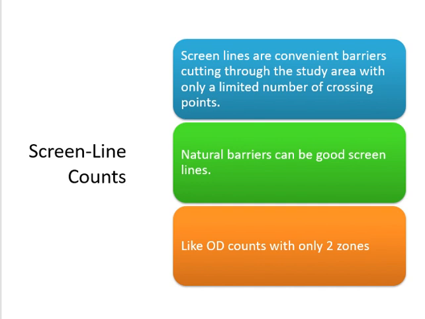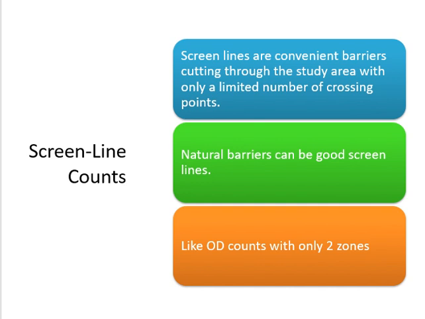Traffic analysis zones. In an origin destination count, you can have any number of traffic analysis zones. You divide the area into 4 zones, 5 zones. The example which we looked at had 4 zones. But you can go up to 20 or 100 or whatever. There is no limit. Screen line count, you have a limit. The limit is 2. Your area is divided into 2 zones.